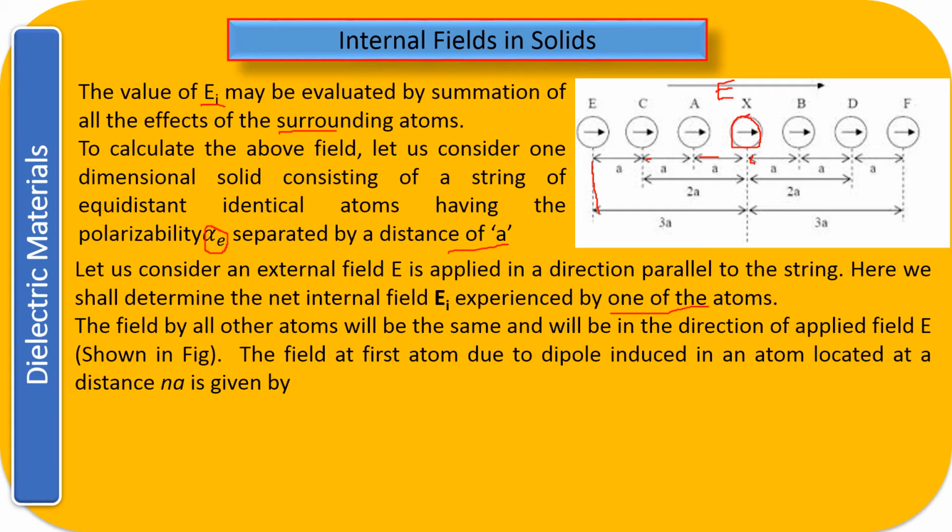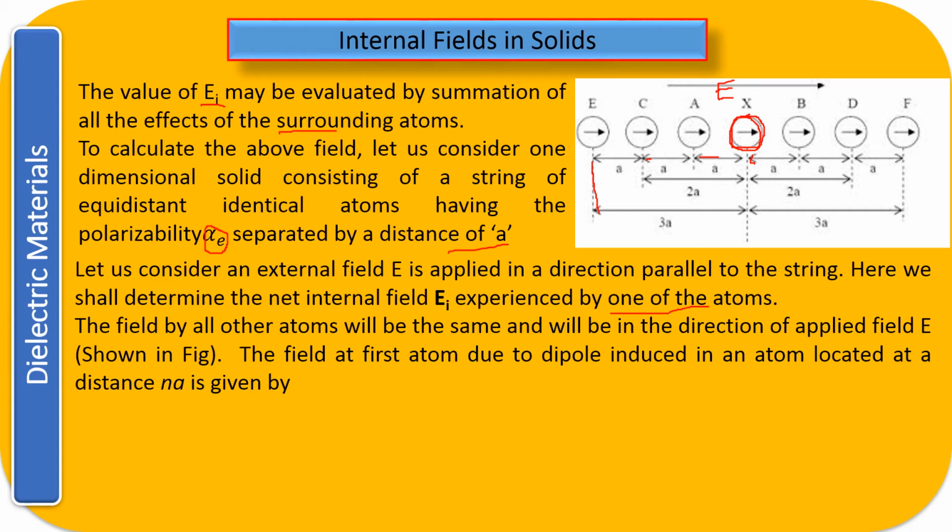So what we are going to find out first is the effect of any atom which is at a distance of Na from X, right? Because of that, let us find out the electric field which is being created on the atom X. That is, the field that is being felt by the atom X because of the atom which is at a distance of n times A, right?